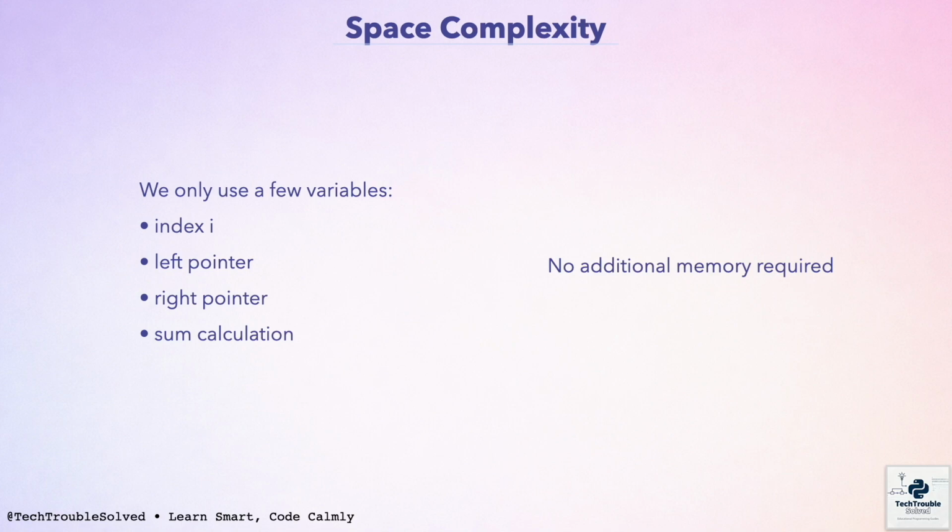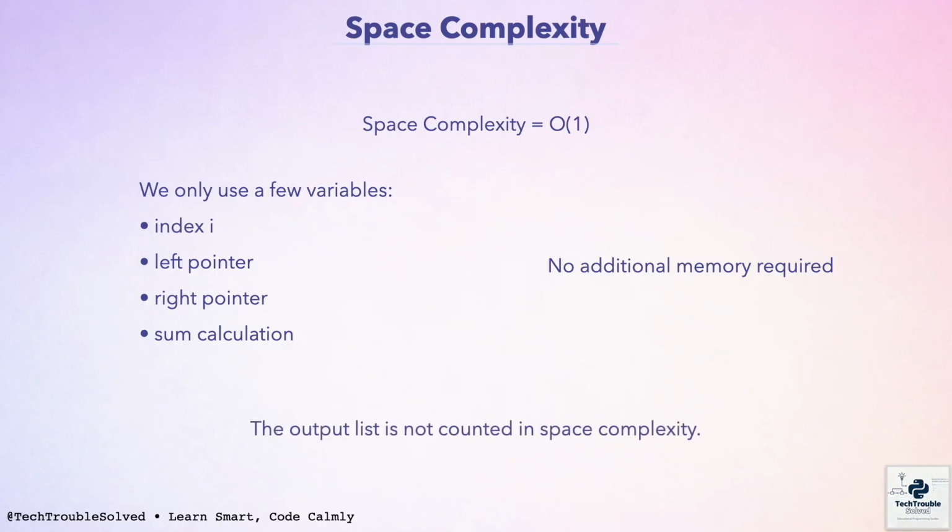Because of this, the extra space used by the algorithm is O(1), which means constant space. Also note that the output list of triplets is not counted when calculating space complexity because it is part of the required result. So the space complexity of this approach is O(1).